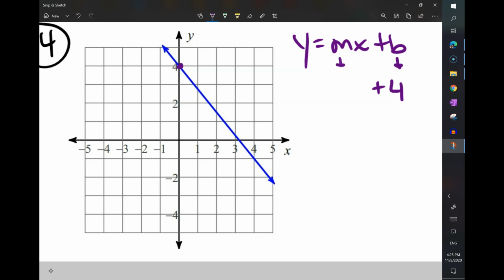Then I need to get the slope, which means I need to show the change from point A to my next clear point. So I need to look for that clear point that goes right through a corner, and it's right over here. This I will call my point B.